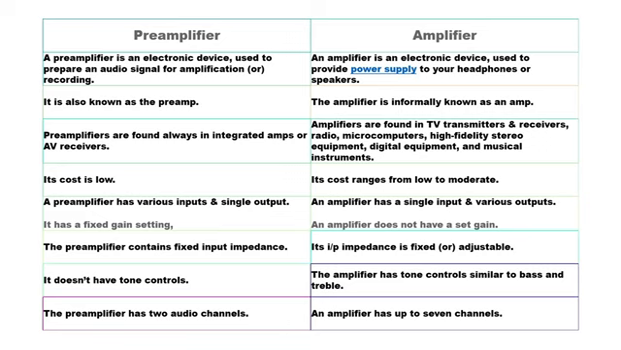A preamplifier has a fixed gain setting, whereas an amplifier does not have any fixed gain. The preamplifier contains a fixed input impedance, whereas in an amplifier the input impedance is fixed or adjustable. It does not have any tone control in the case of a preamplifier, but an amplifier has greater control over the tone. The preamplifier has two audio channels, whereas we can have up to 7 channels in the case of an amplifier.